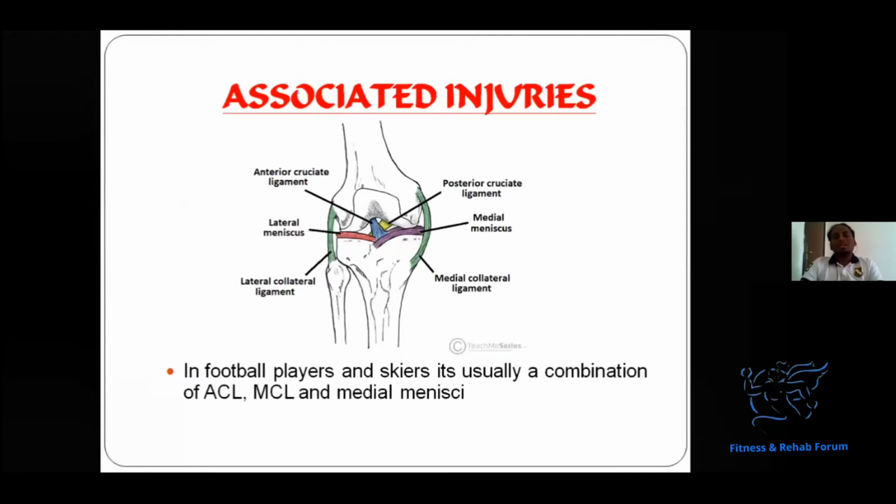Other than that, bony contusion will be there, and a tibial eminence avulsion fracture. All these are the associated injuries which come with ACL injury. It is said that 50% of the time the meniscus has been injured, and 35% the medial collateral ligament has been injured with ACL injury.